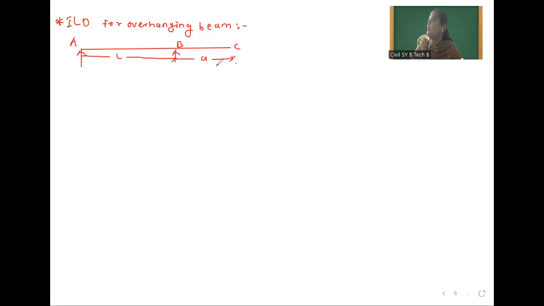So overhanging beam means a combination of two types of beams. Overhanging at the right side, or the second possibility is overhanging at the left side, and the third possibility is overhanging at both sides.